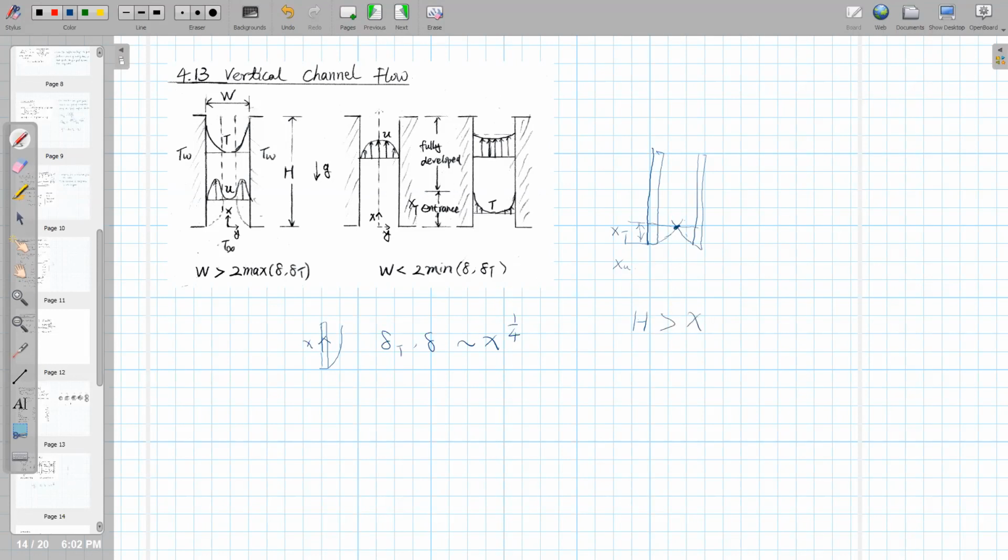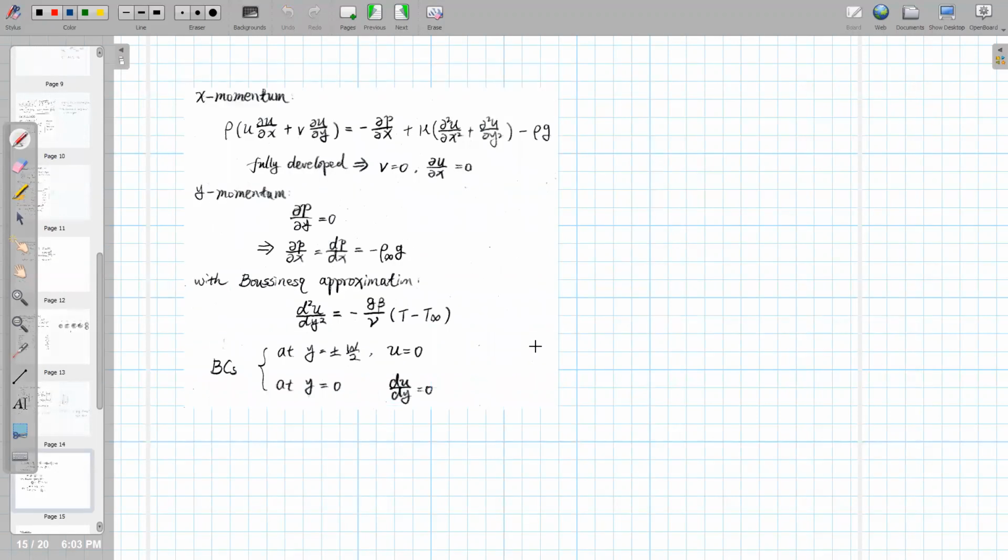This fully developed region is only meaningful if your overall h, the plate height, is larger than x_t. If h is smaller than x_t, the whole flow region is developing, the entrance region, and you won't have a fully developed region. We only consider the fully developed case, because it is much easier to solve, as we already know from forced convection inside the pipe. So we assume it's fully developed.